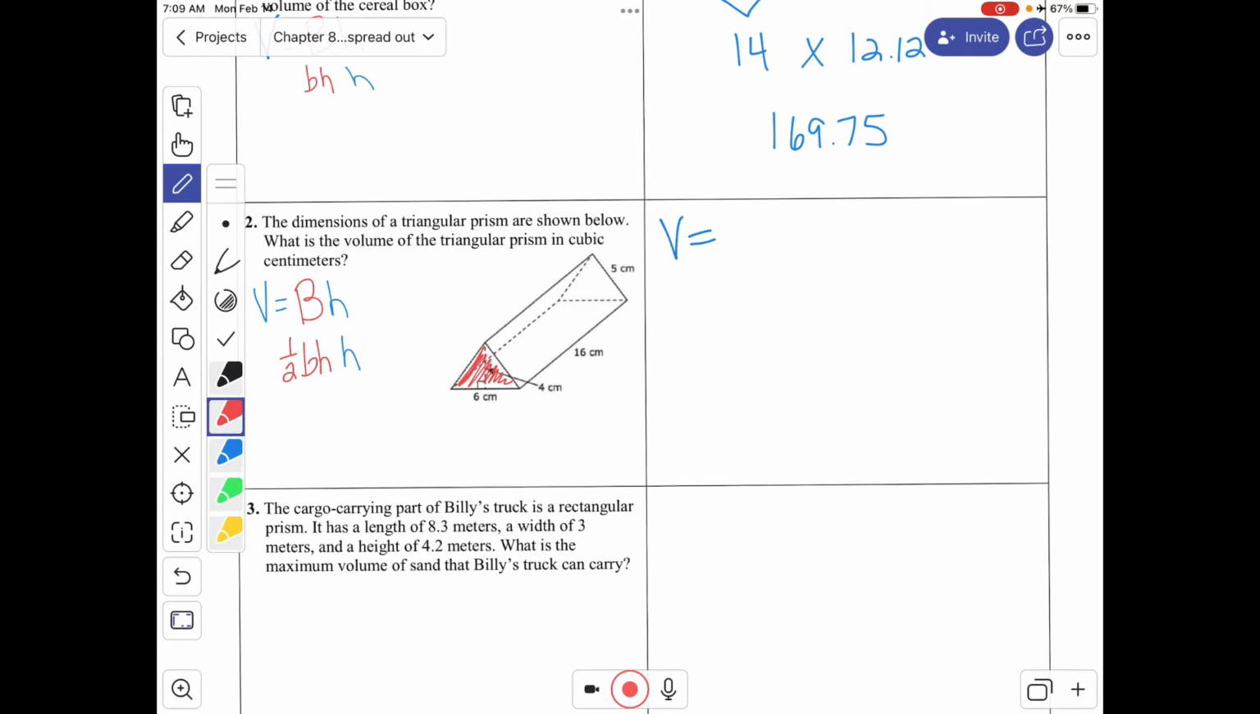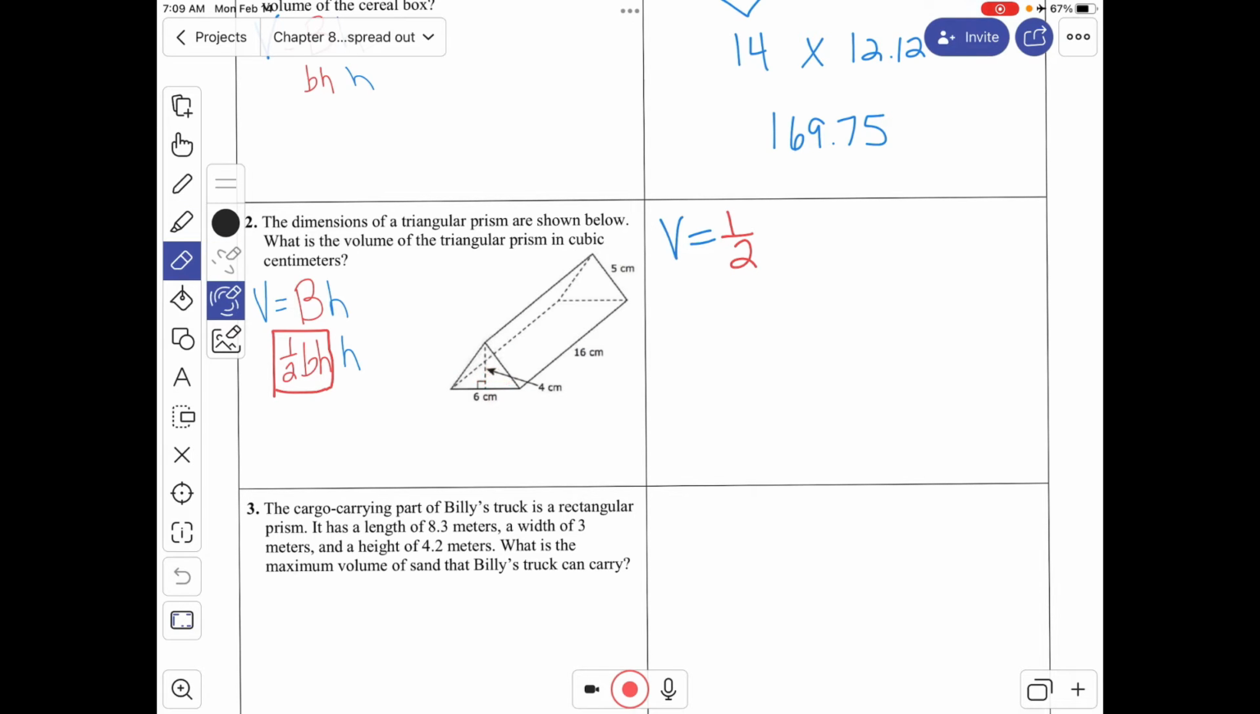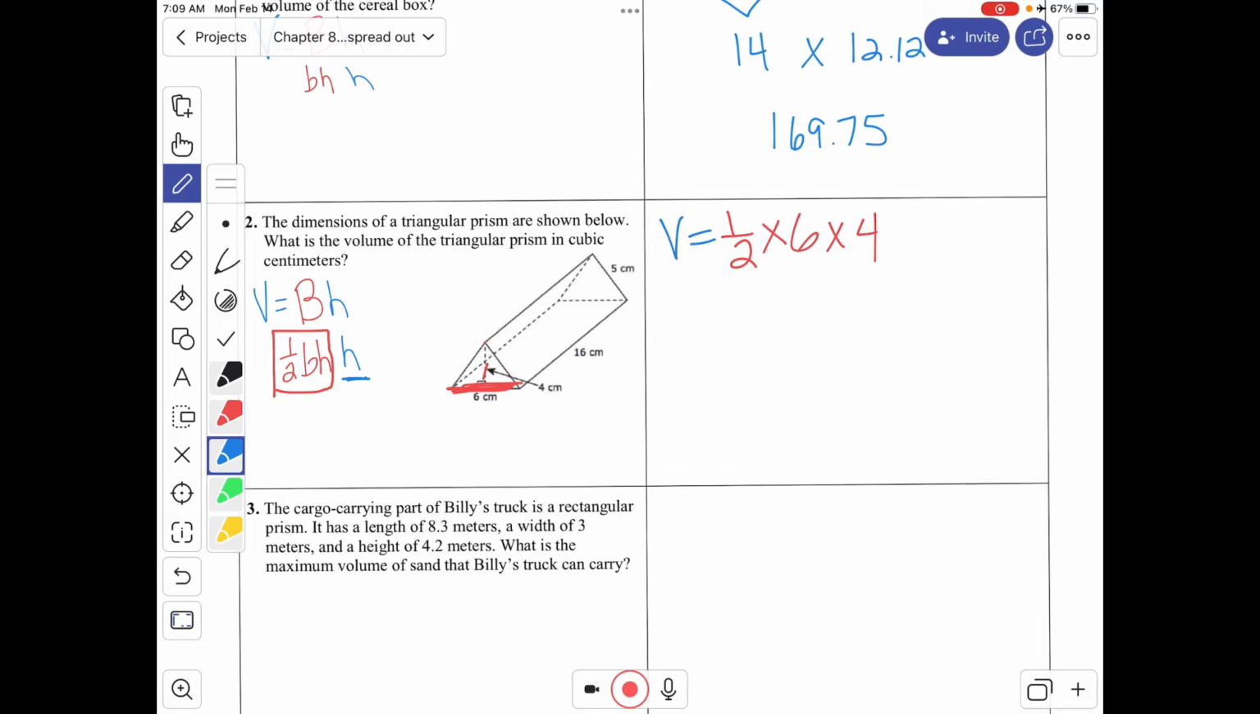Now I'm going to plug in the numbers. 1/2. Remember, this first part just has to do with the base. So I'm just looking at the base, the triangle. So the measurement, the base of the triangle is 6, and the height of the triangle is 4. And then that last h, the height, is the distance from one base to the other base. So how long is it? 16.